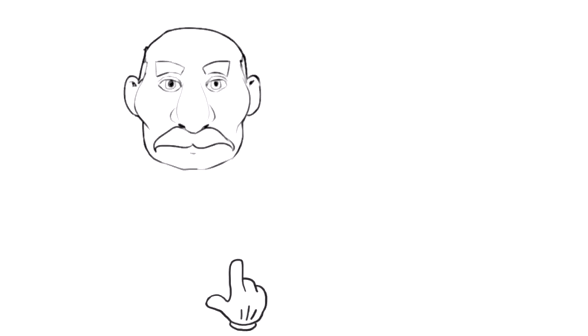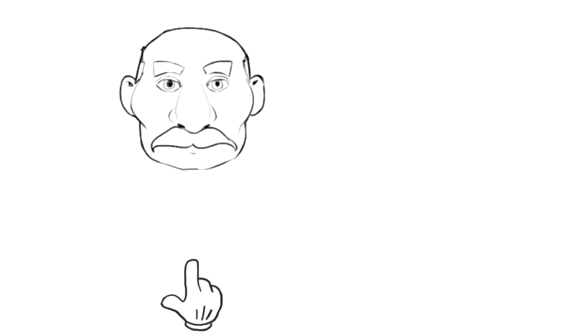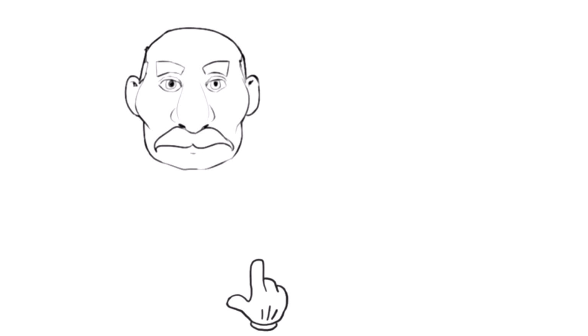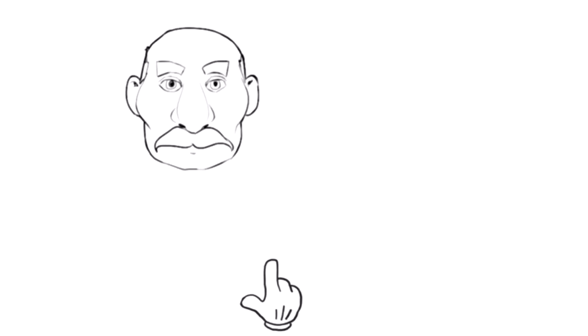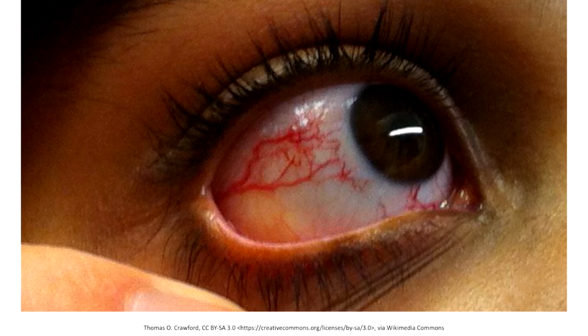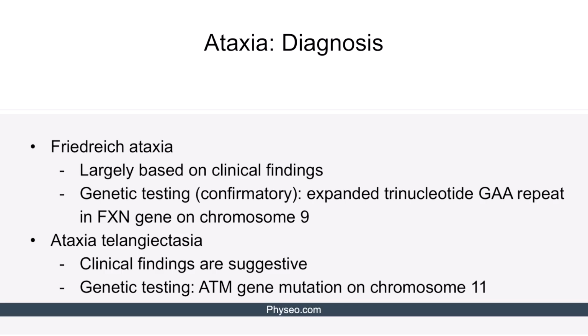Therefore, we see here that the patient has to turn his head to compensate for the defect and follow the movement of the examiner's finger. Again, this defect can be seen in patients with ataxia telangiectasia. Let's see this image of a patient diagnosed with ataxia telangiectasia. Please note the conjunctival telangiectasia, which is a hallmark of the disease. Let's move on to the diagnosis.